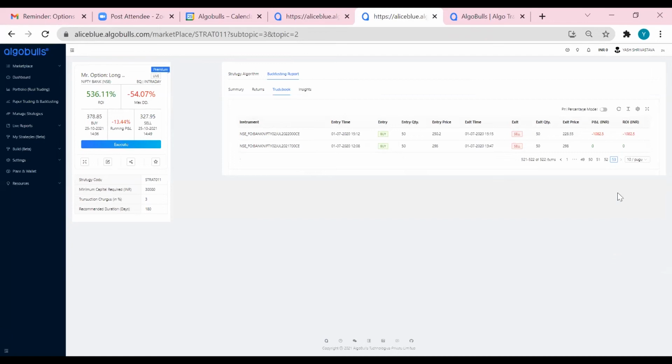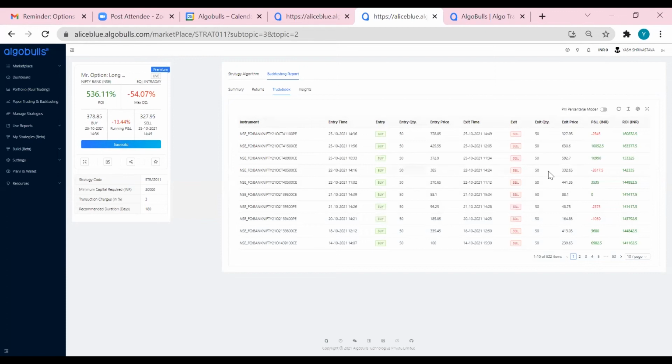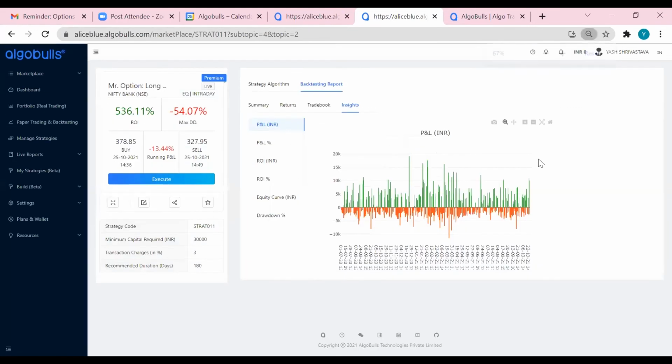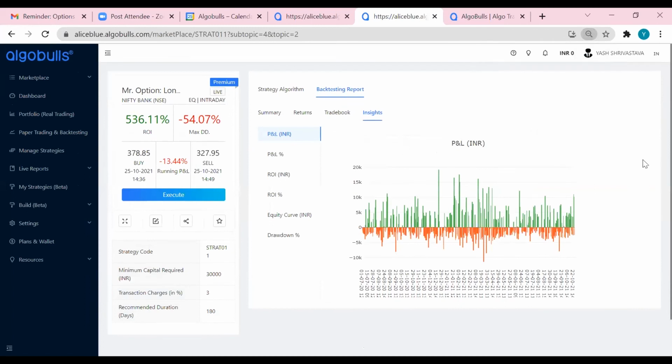Now, the question arises in your mind, will I need to download this data again, bring it to the Excel and actually do the analysis part? So we have also simplified that for you. This is the insight section, which gives you end-to-end insight about the trading, about the trades taken in our trade book.